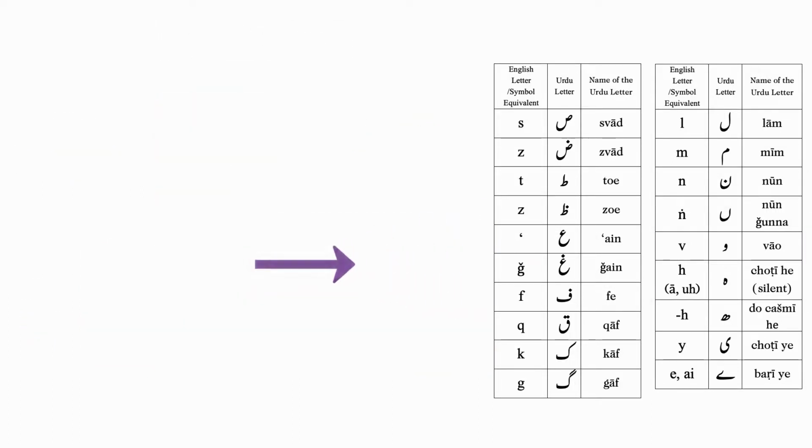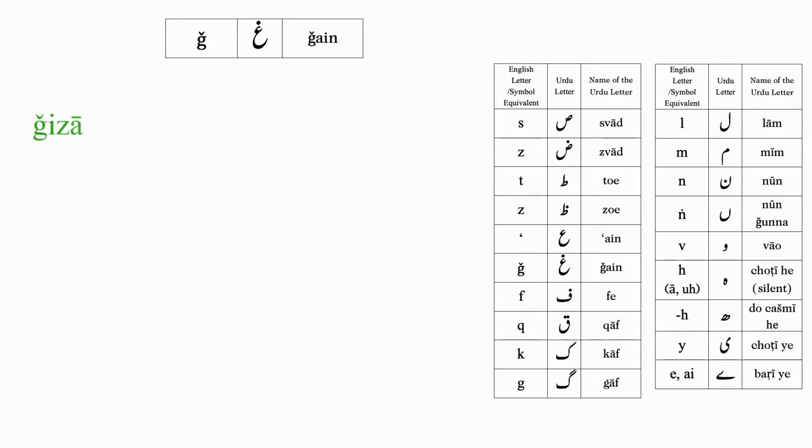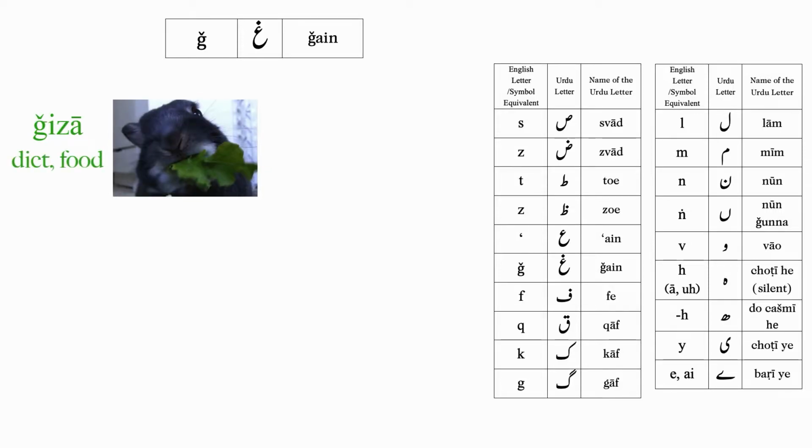Our next letter, ghain, is written like ain, but with a dot on top of it. It also has a guttural sound, and when saying the letter alone, you can hear the guttural sound. But when saying the words that begin with ghain, the guttural sound isn't so much. So our first word, starting with ghain, is giza. Giza. And that means diet or food.